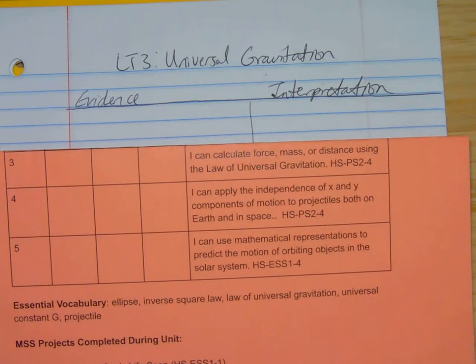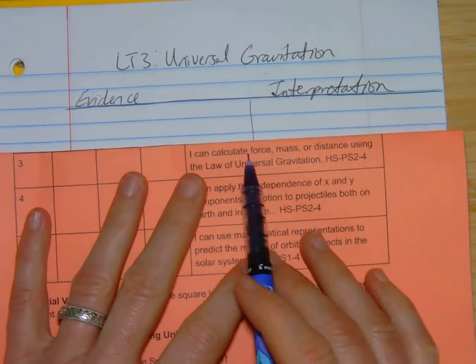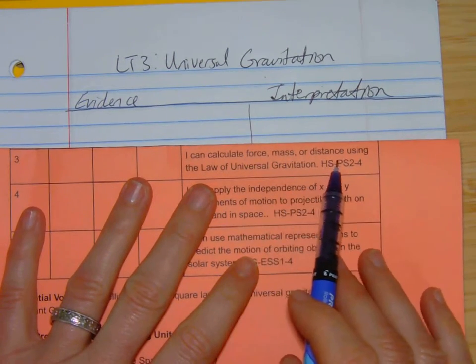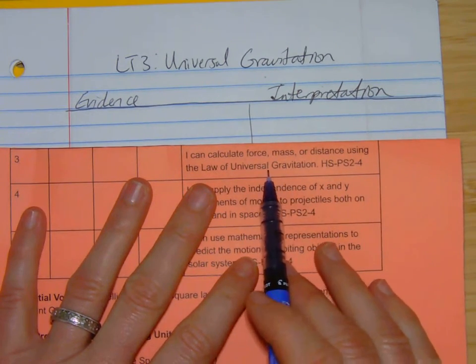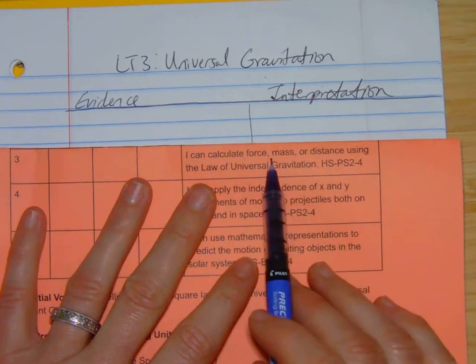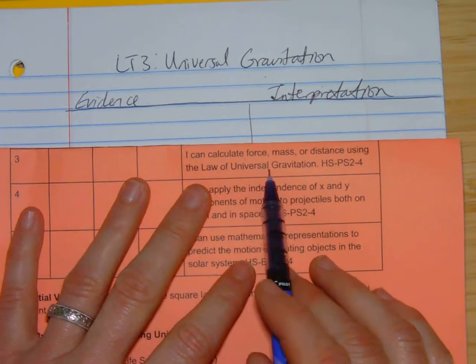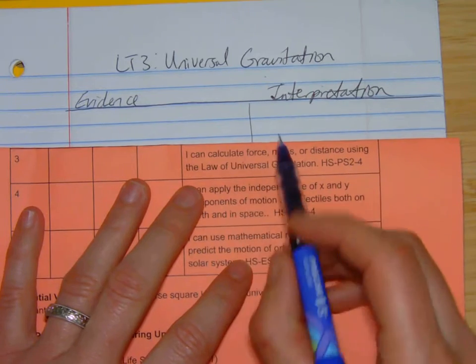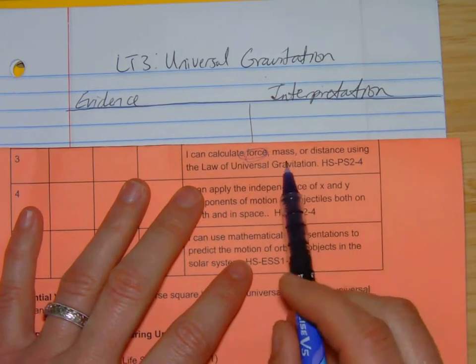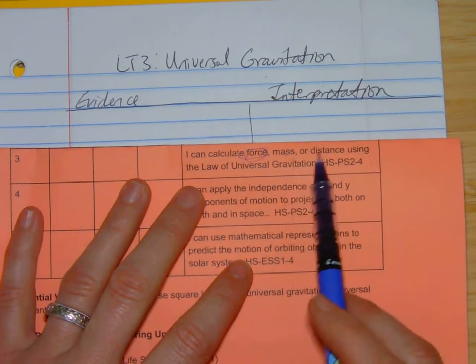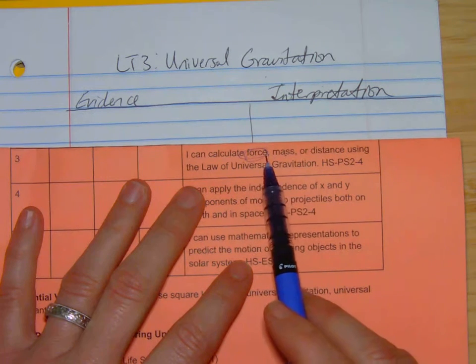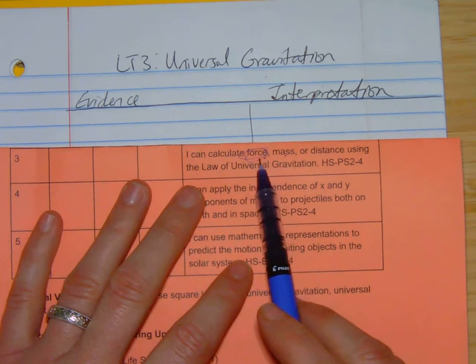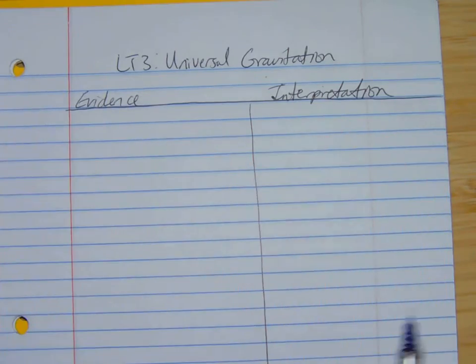These are the notes for LT3 in the Space Science unit. The target says I can calculate force, mass, or distance using the law of universal gravitation. I've actually simplified this down. We are only going to calculate the force of gravity, so just the force part. You need to understand the relationship between mass and distance in this force, but in terms of number crunching, we are just going to calculate the force.